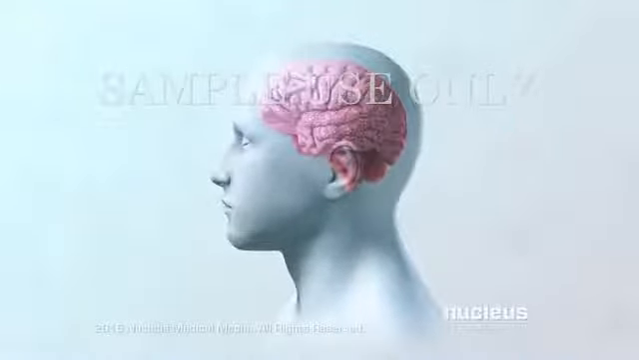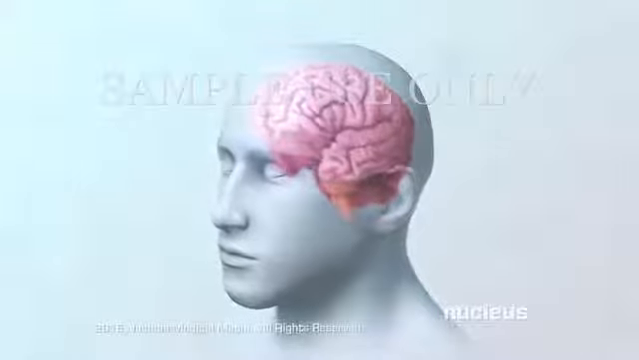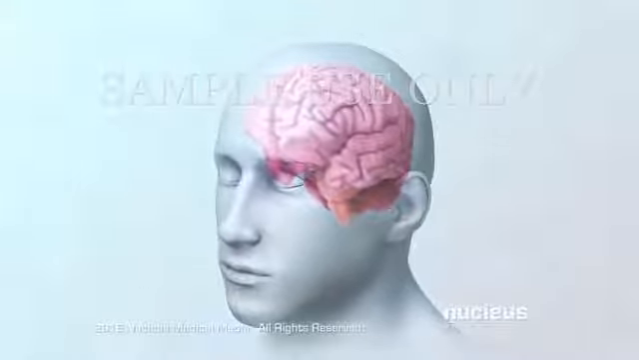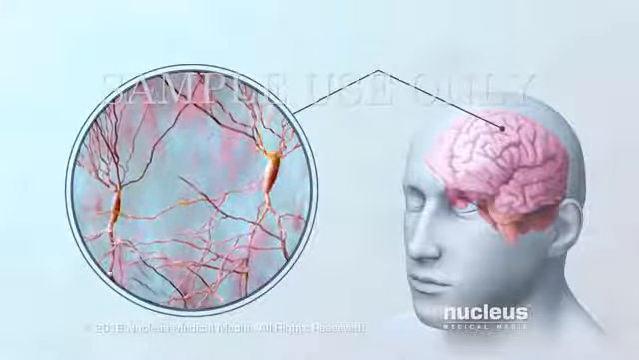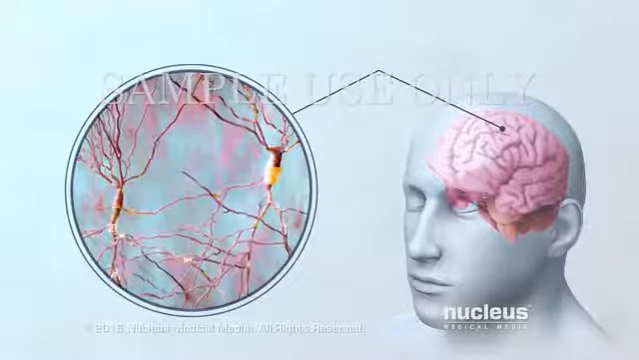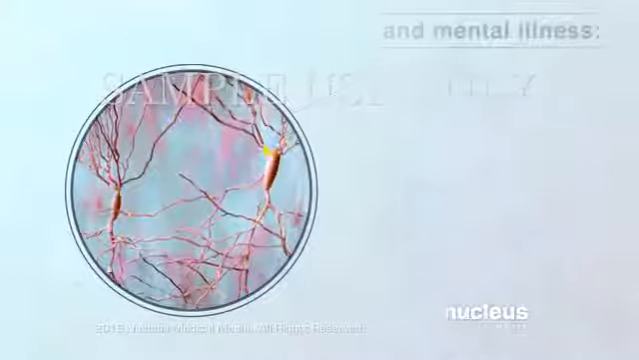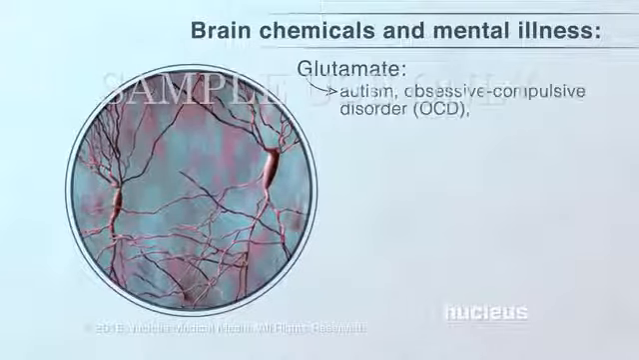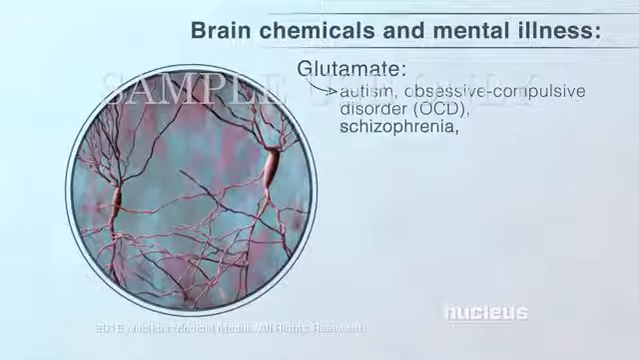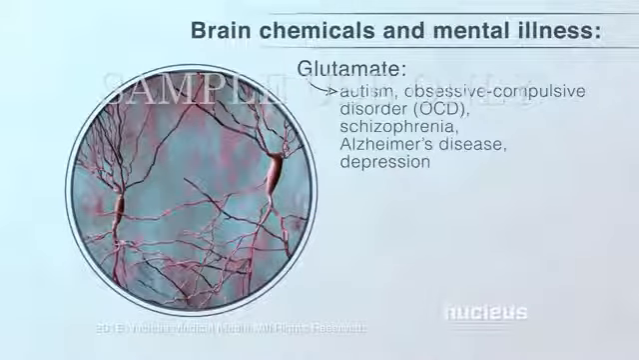When there is an imbalance of chemical messengers in the brain, neurons may have trouble passing messages between each other. The most common chemical messenger is glutamate. It increases the chance that an impulse will form in other neurons. People with mental illnesses such as autism, obsessive-compulsive disorder, schizophrenia, Alzheimer's disease, and depression may have problems making or using glutamate.